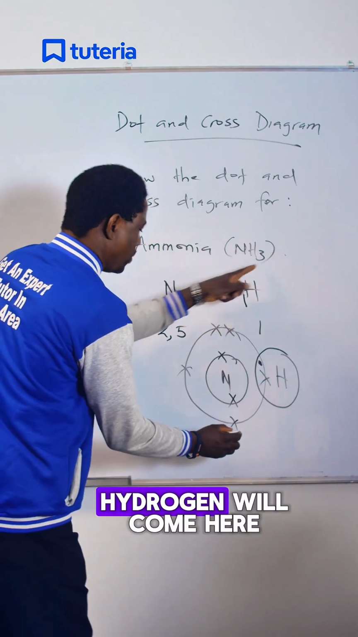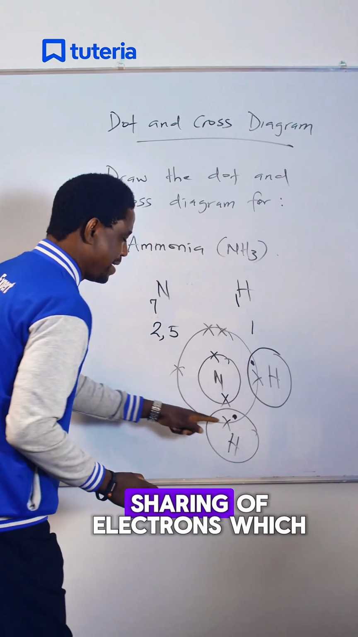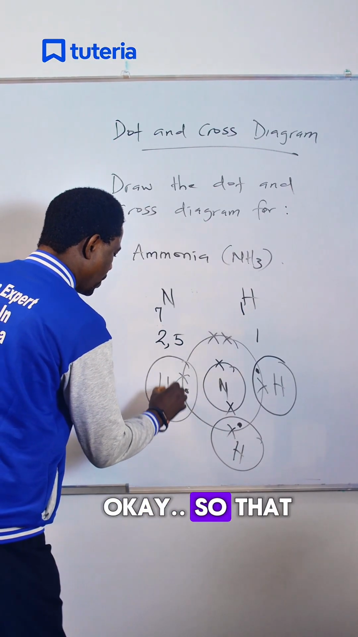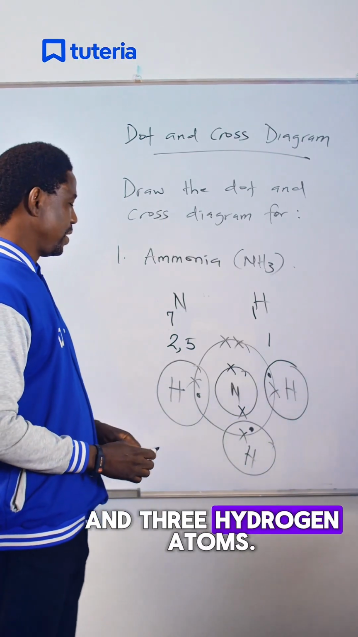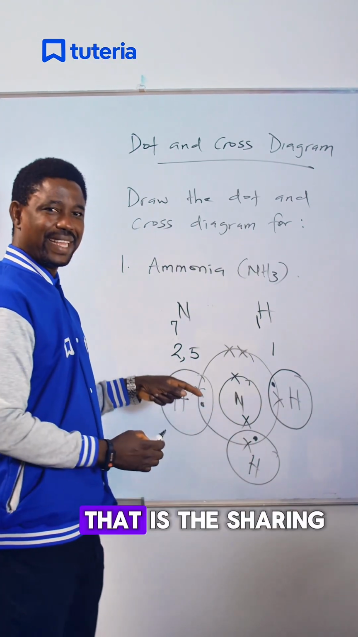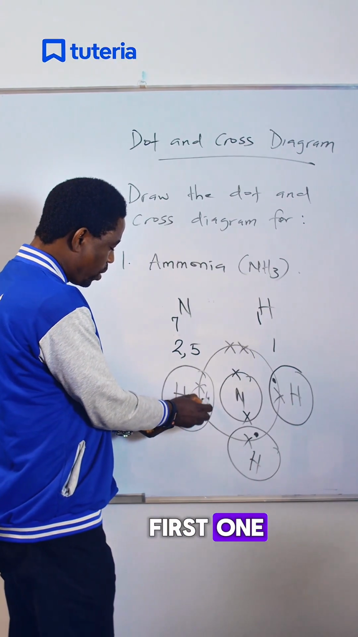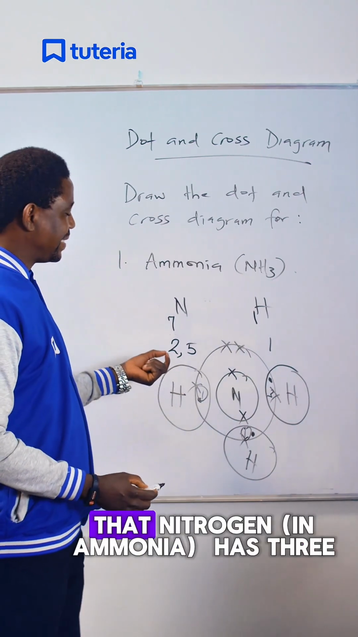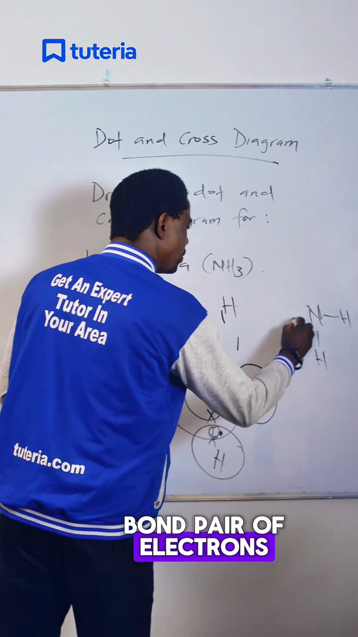Okay, the second hydrogen will come here to bond with this. This is just the sharing of electrons, which is in covalent bonding. Okay, so that is the next hydrogen. We have 1 nitrogen and 3 hydrogen atoms. Now, this one where they overlap, that is the sharing of electrons. That is what we call a bond pair. So we can see that this is the first one, this is the second one, and this is the third one. So that shows that nitrogen has 3 bond pairs of electrons.